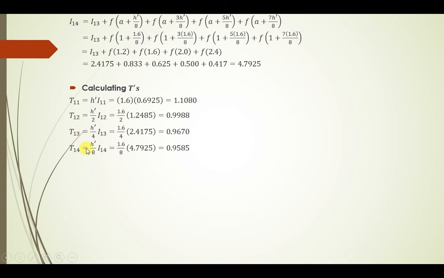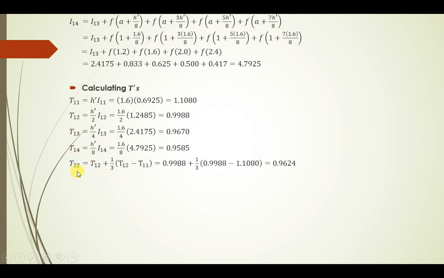And the last one in this sense is t14. t14 is h prime by 8 into I14, that is h prime, and this is I14. Calculate this value to get this answer. This answer is actually t14. So these are the formulas for t11, t12, t13, and t14.